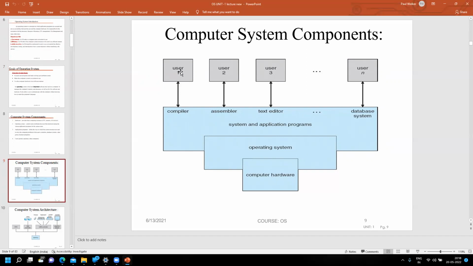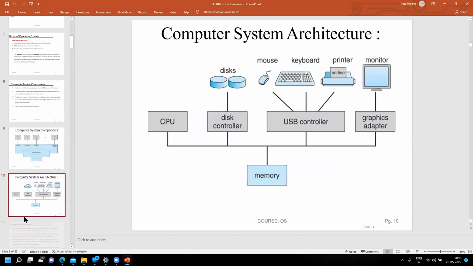For example, user 1 is using a task related to the compiler. User 2 is using a task related to the assembler. User 3 is using a task related to the editor. User 4 is using a task related to database management. So these are all application programs which coordinate between a computer user and computer hardware with the help of the operating system. This is how the computer system components are connected with the system.